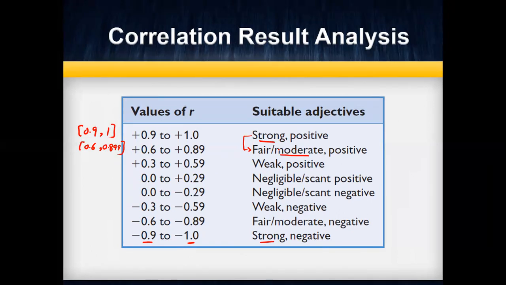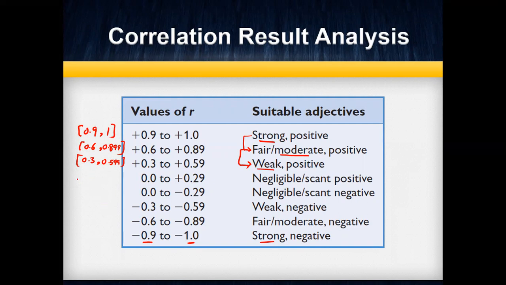The third category starts from 0.3 to 0.59999. This is called the weak category. This is below the moderate category. This indicates that still there is a relationship, but this relationship is weak.